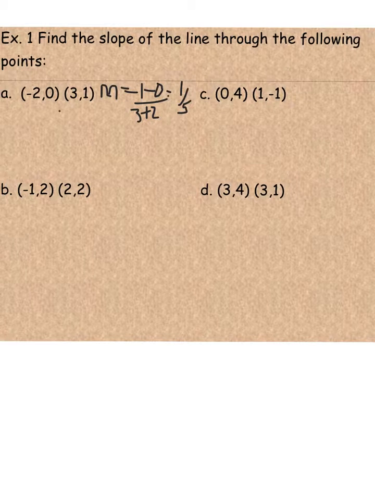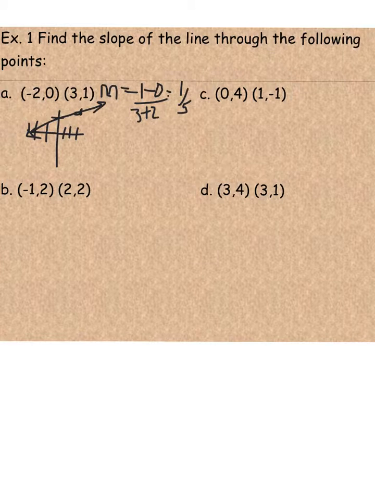This would be a positive slope. If you were to graph these 2 points and draw the line through those 2 points, you would see that you would have a line that is rising. Any line that has a positive slope will be a line that rises.